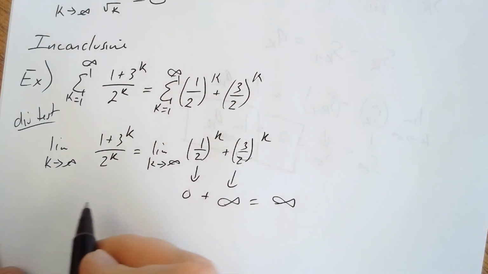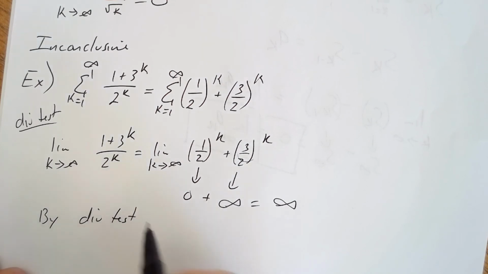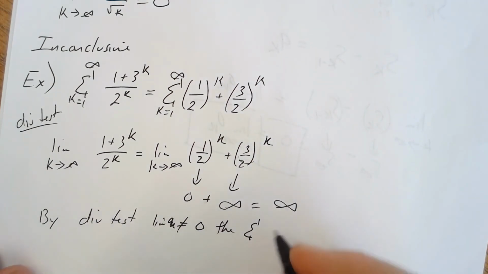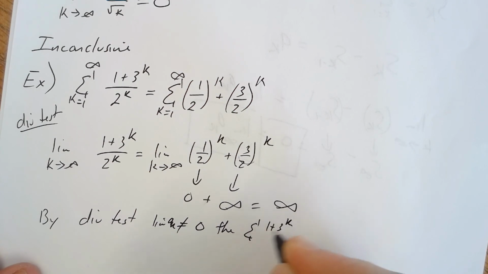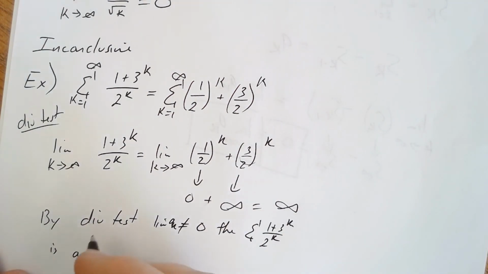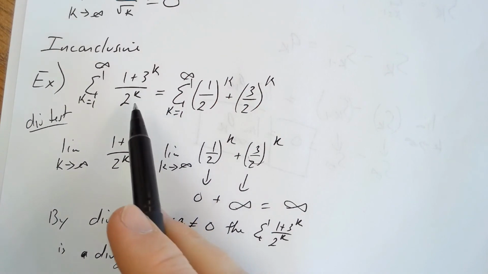And therefore, we can conclude that by the div test, the limit of that a sub k does not equal 0, then the series of 1 plus 3 to the power of k divided by 2 to the power of k is divergent. Again, it has to be not equal to 0 for the original series to be divergent.